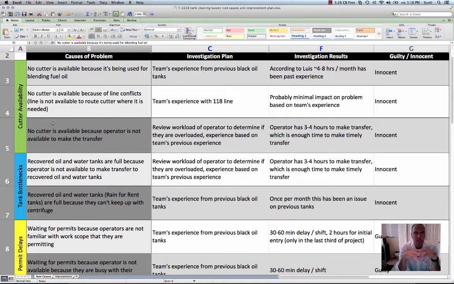In most cases, we would stop here and say, let's just throw some solutions at these top causes. But what's missing before we get to the solution is actually going out and investigating why we think this is really causing the problem. Based on that investigation, is this cause guilty or innocent of creating the problem that we're trying to solve?